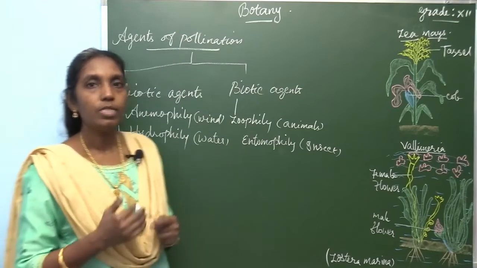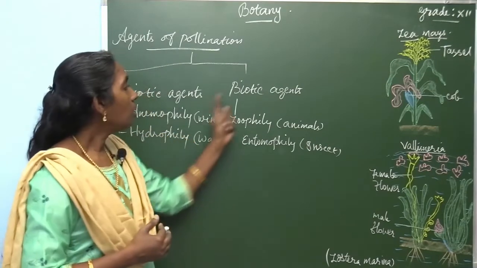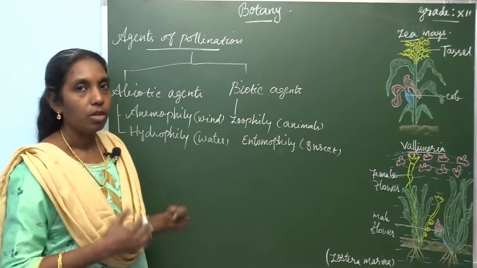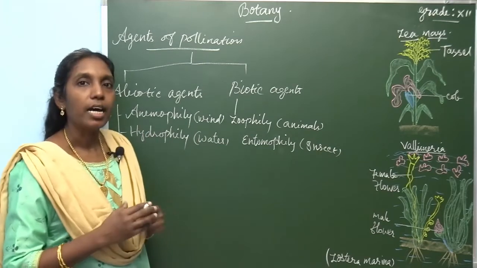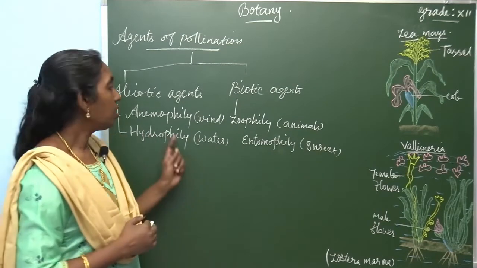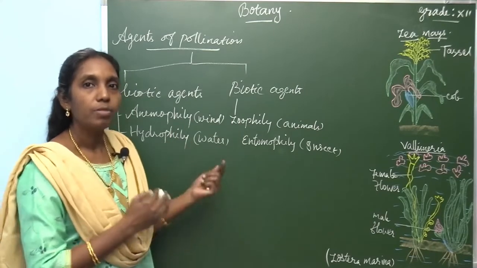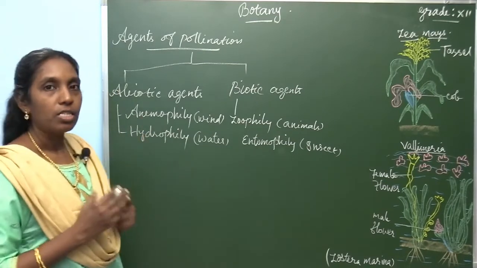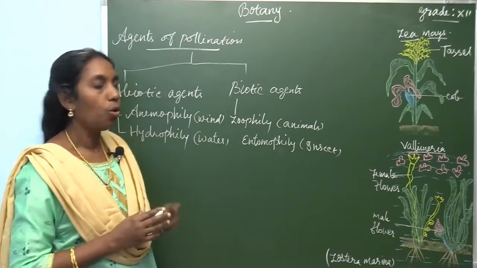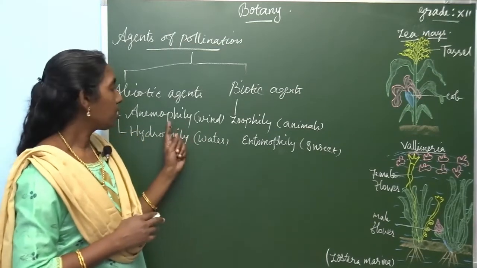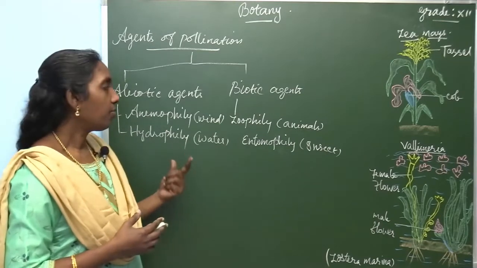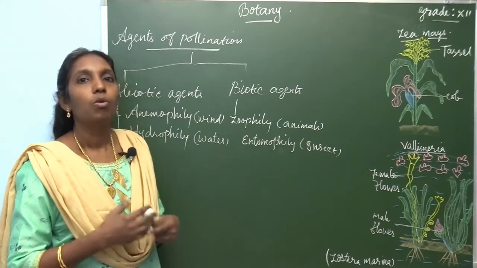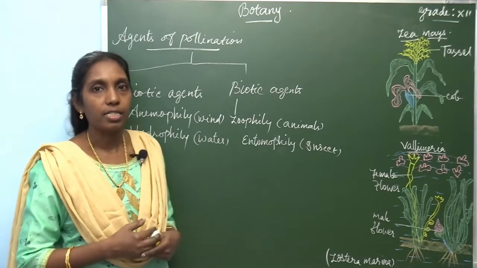Anemophily. In anemophilous flowers, when pollination is carried out, the flowers are arranged in such a way as to adapt to these agents. These agents help the flower in the pollinating process. Anemophilous flowers, hydrophilous flowers, zoophilous flowers as well as entomophilous flowers show different characteristic features.